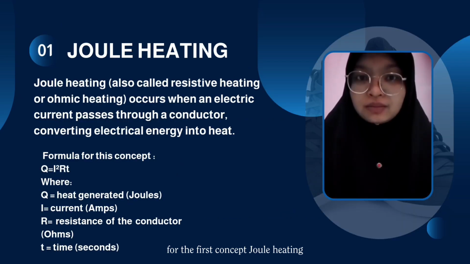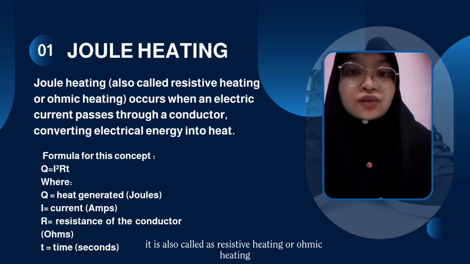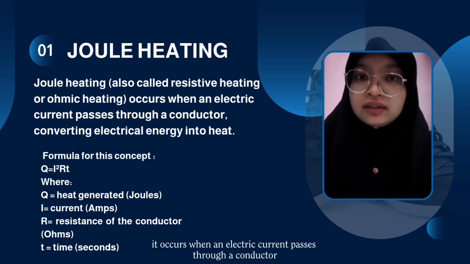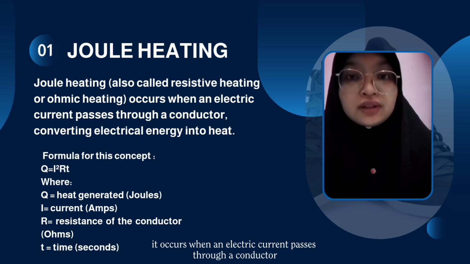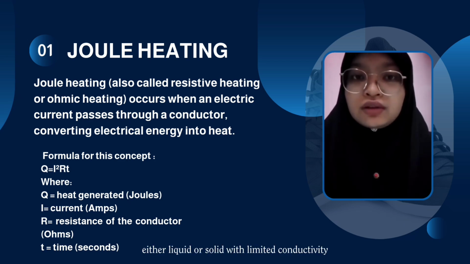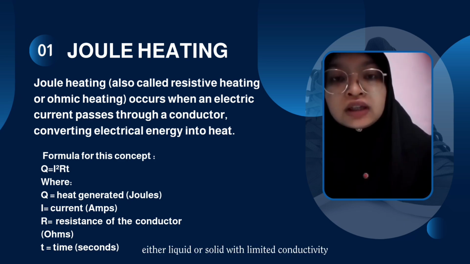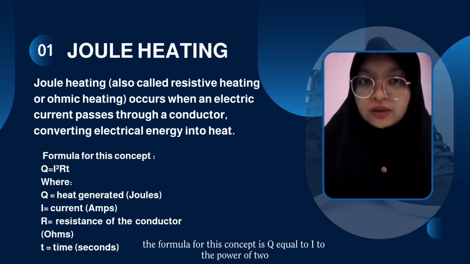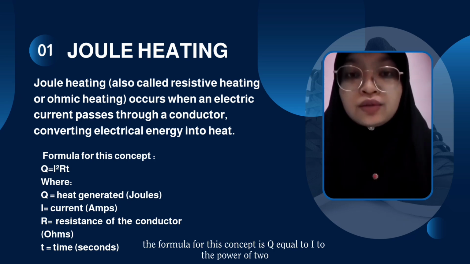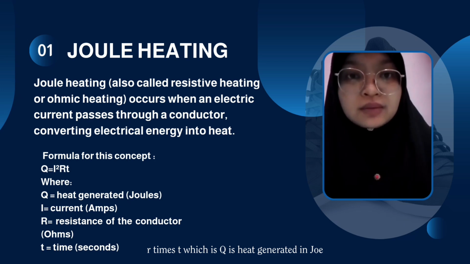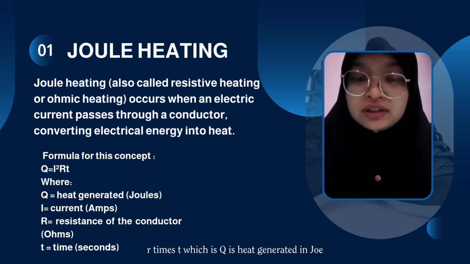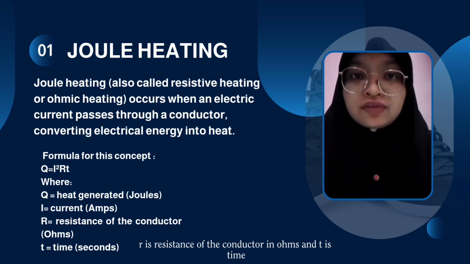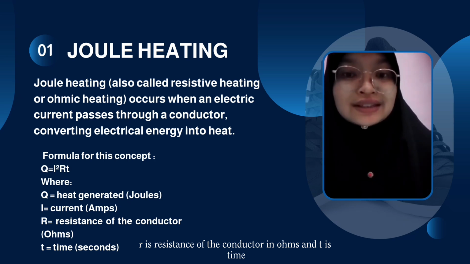For the first concept, Joule heating, it is also called resistive heating or ohmic heating. It occurs when an electric current passes through a conductor, either liquid or solid, with limited conductivity. It can convert electrical energy into heat. The formula for this concept is Q = I^2 R t, where Q is heat generated in joules, I is current in amperes, R is resistance of the conductor in ohms, and t is time in seconds.